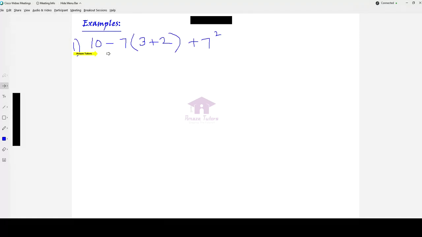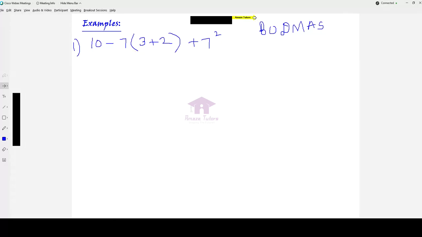So first question, 10 minus 7 brackets 3 plus 2 plus 7 square. So let me write the order here. We will follow any one name, no problem. All of them have the same meaning, same order. Let's use BODMAS. Brackets, order, division, multiplication, addition, subtraction. So here we have subtraction, addition, brackets, order or exponent also we do have.